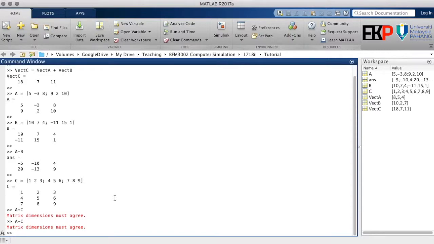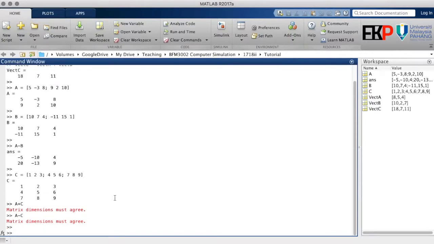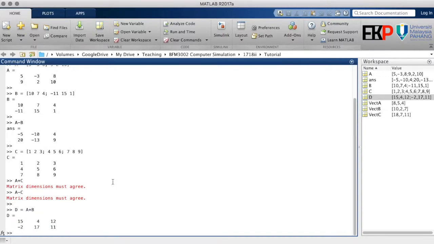Okay. And of course, we can also do addition. Let's say D is now equal to A plus B. Now we can do this because A and B have the same dimension, 2 by 3 and also 2 by 3. So we get 5 plus 10, minus 3 plus 4, minus 3 plus 7, you get 4, 8 plus 4, you get 12, and so on.